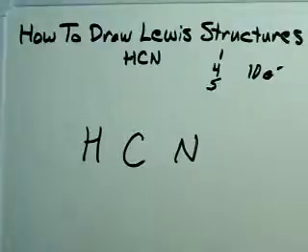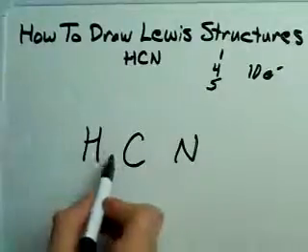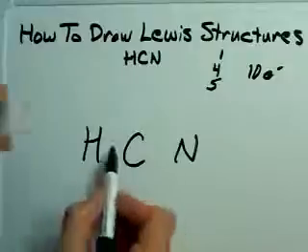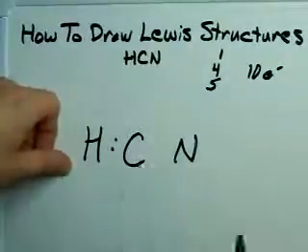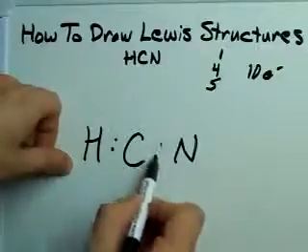Step 3 is adding a bonding pair of electrons in between every 2 atoms. Or in this case, hydrogen and carbon need to be bonded together, so we have to put 2 electrons there. Carbon and nitrogen have to be bonded together, so we put 2 electrons there.